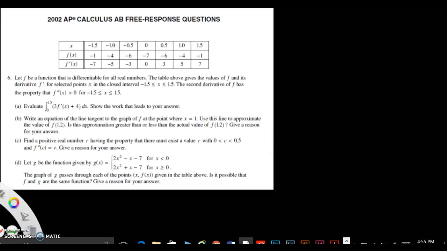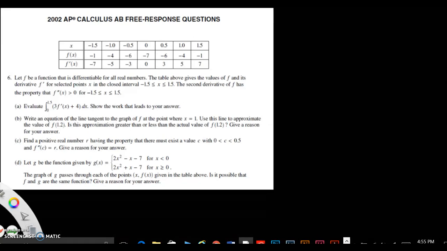In this video, we are going to solve 2002 AP Calculus AB FRQ question number 6. It gives us a chart with the position function and the derivative. It says let f be a function that is differentiable for all real numbers. The table above gives us the values of f and its derivative f prime for selected points x in the interval from negative 1.5 less than or equal to x less than or equal to 1.5.